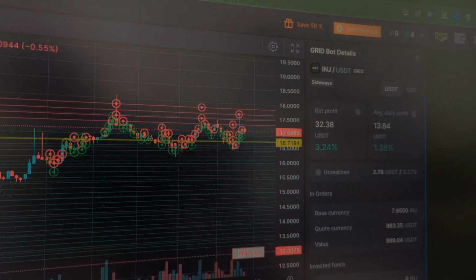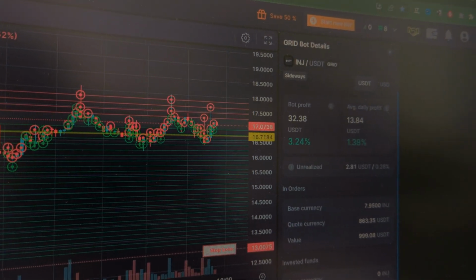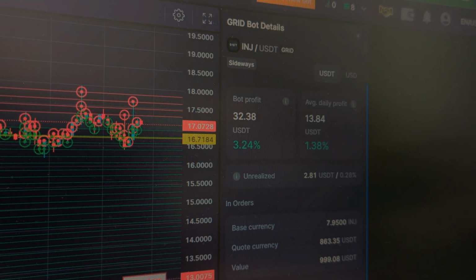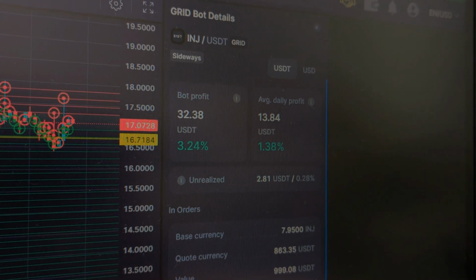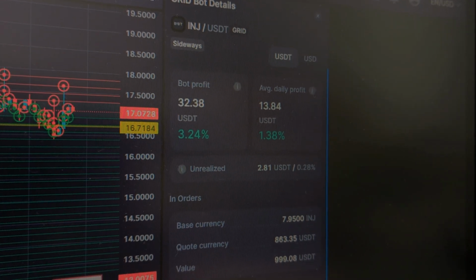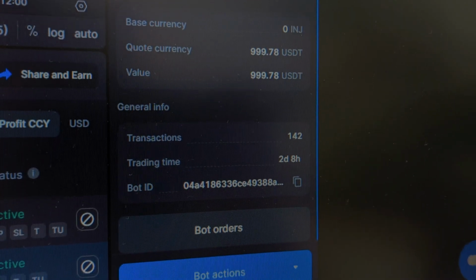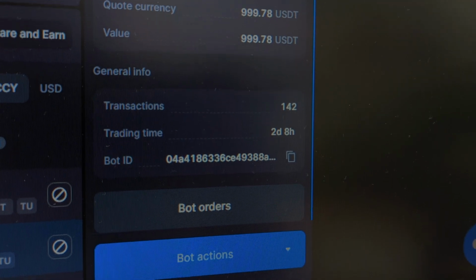So after the bot running for about 2 days, it was already making about 1.38% in average daily profit, and it has made about 3.24% so far. All of this in only 2 days and 8 hours.